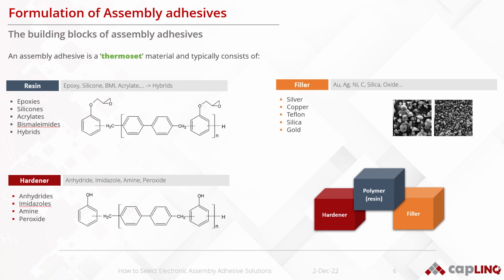The final constituent is actually the filler type. So for the electrically conductive adhesives, this filler type would be a filler that could conduct electricity, mostly metals, so for instance silver, copper, or in some cases gold. And for the non-conductive adhesives, it would be mostly silica or some other non-conductive filler types like Teflon.